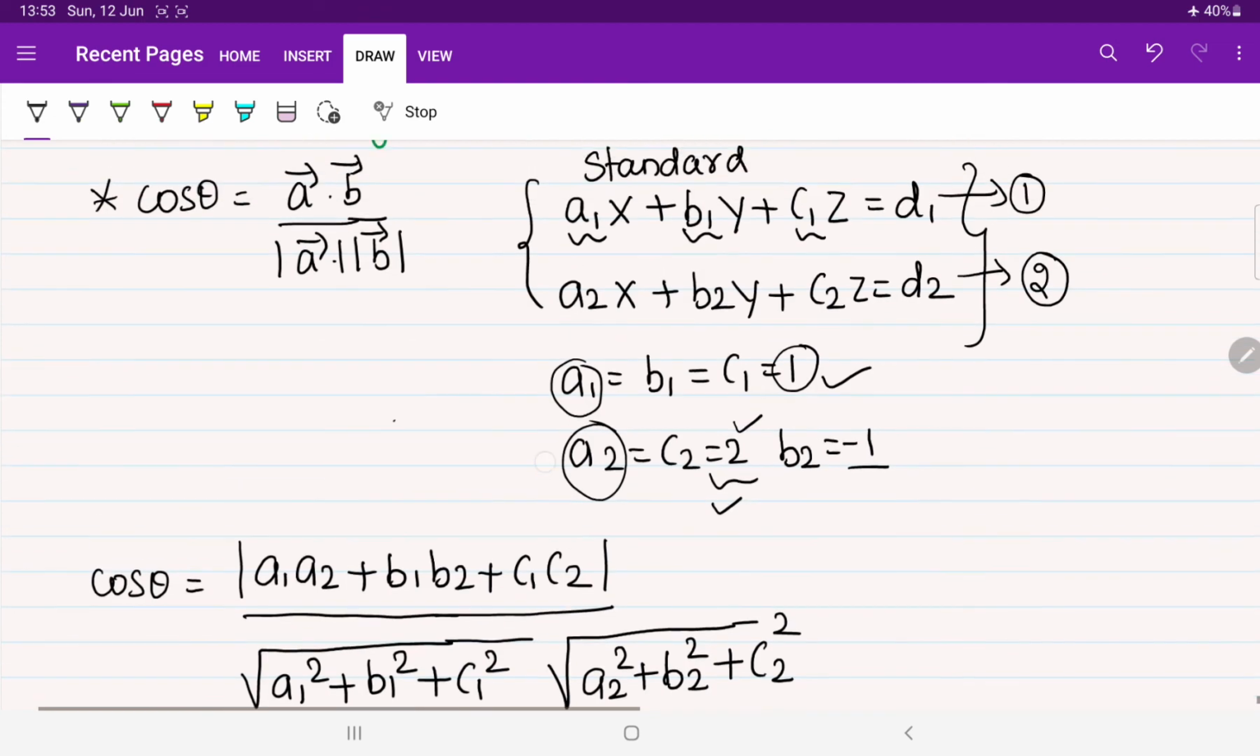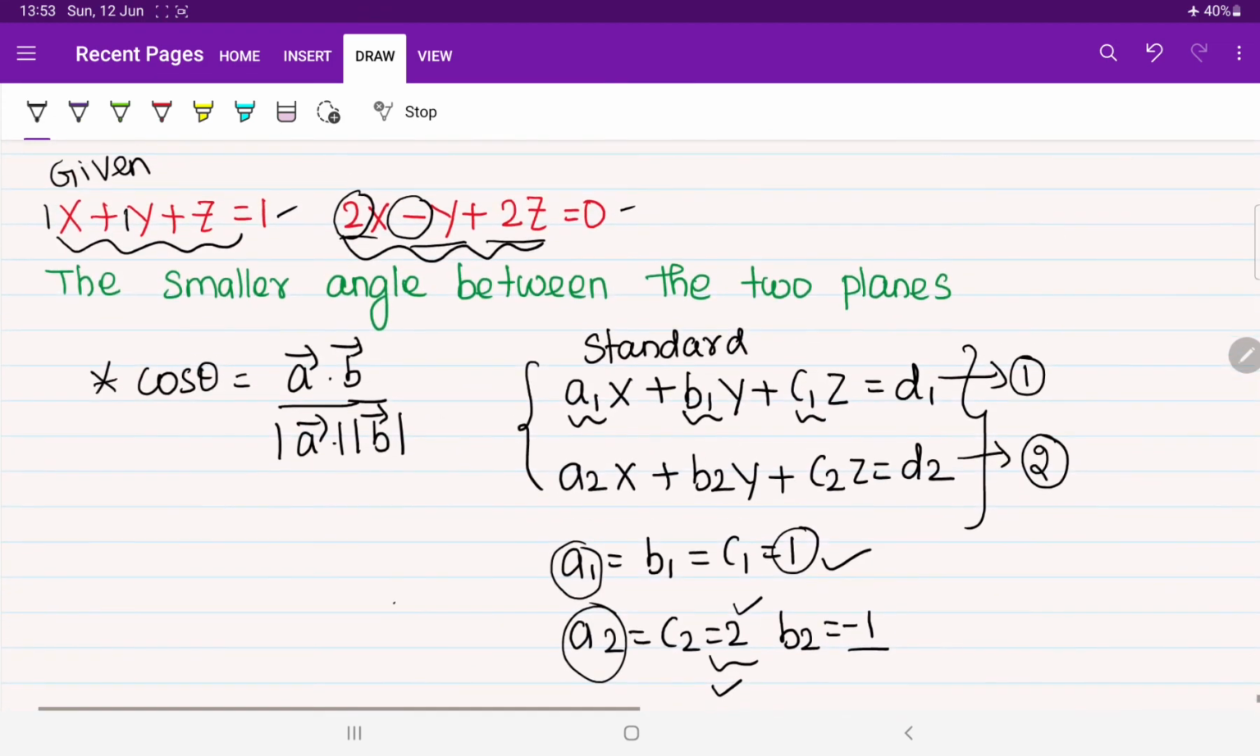So there are only two ways of identifying: either they will give you the vector equation directly, or they will give you the plane equation. So now you understood in both ways how to calculate the value of theta.